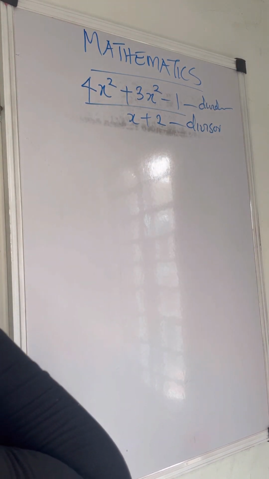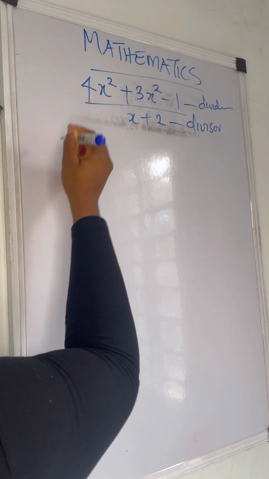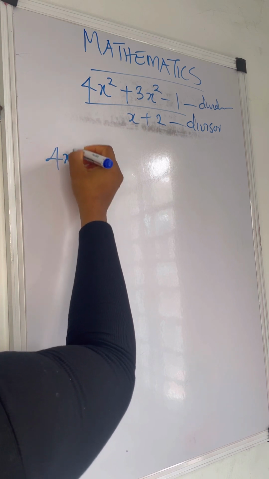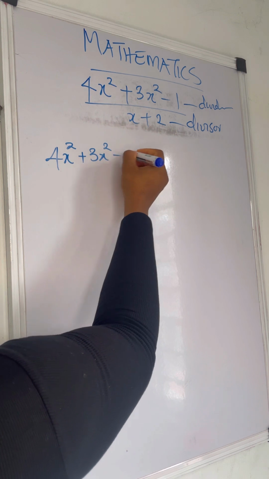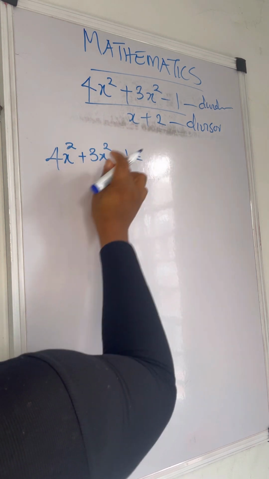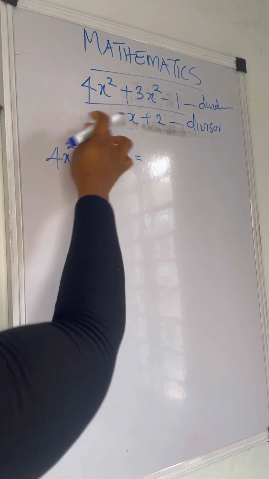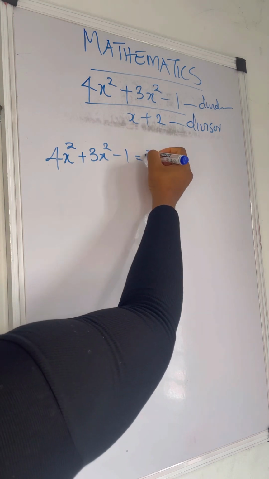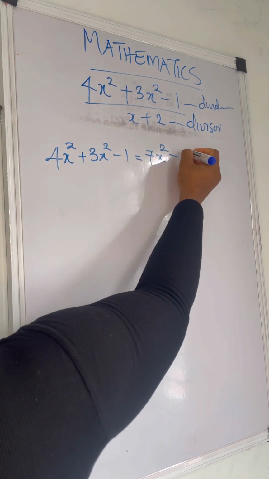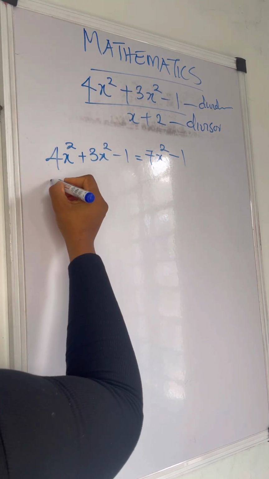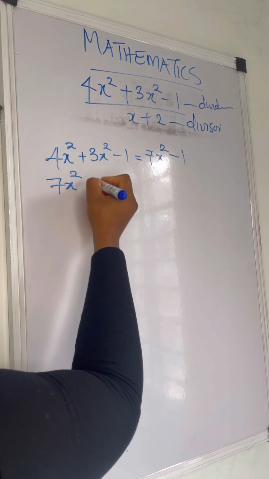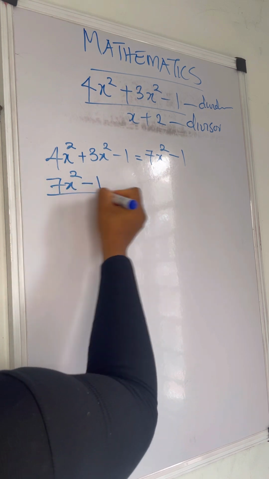Combine like terms in the numerator. So if we combine like terms, we're going to have 4x raised to power 2 plus 3x squared minus 1, which is equal to, we can add these since the exponents are the same. So we're going to have 7x raised to power 2 minus 1 on the numerator. So since we've gotten that, we're going to be left with 7x raised to power 2 minus 1 all over x plus 2.